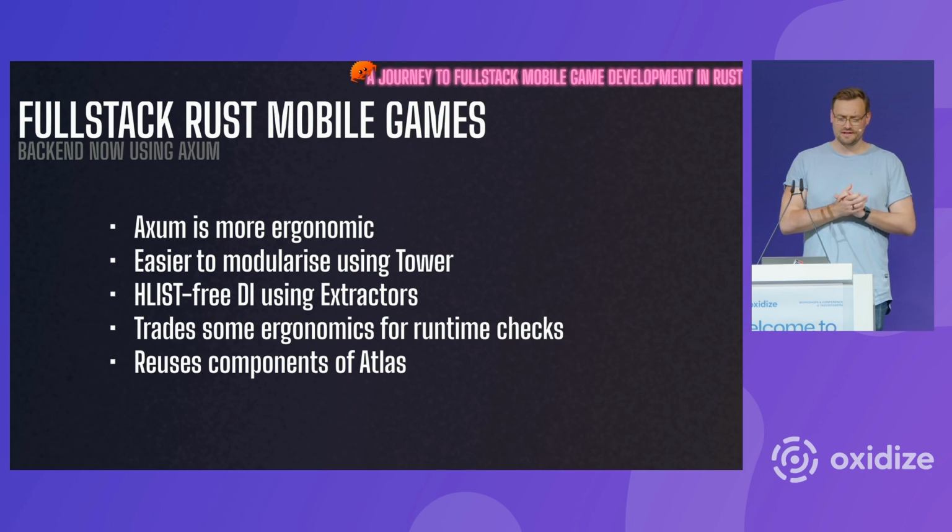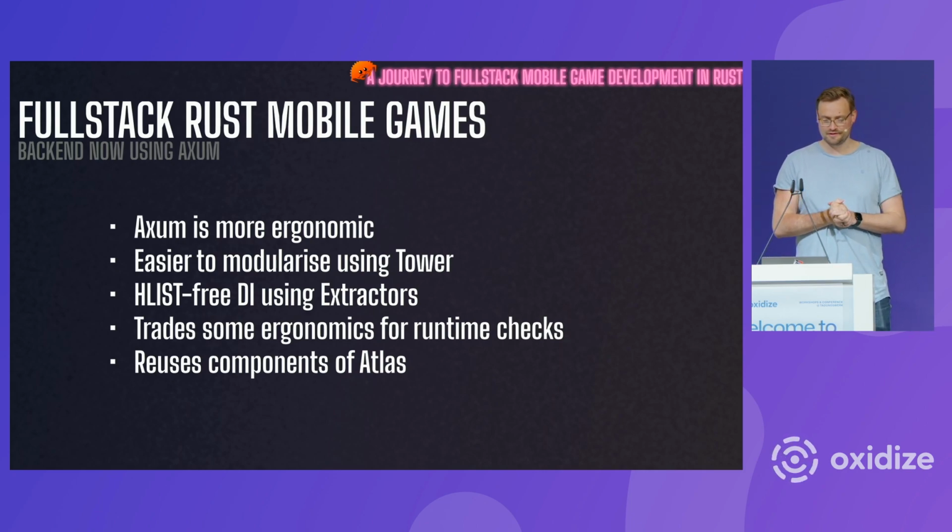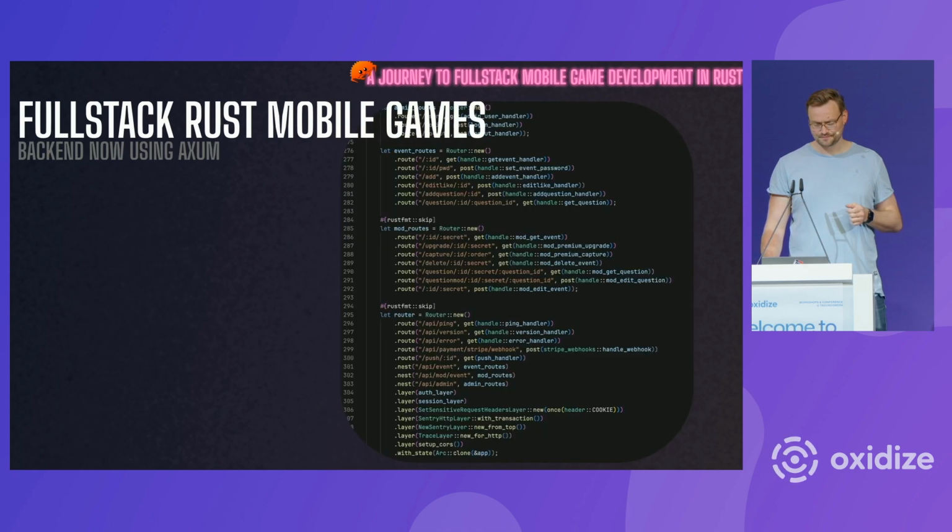So what's the backend looking like these days? We moved away from Warp. I bashed it enough to have to also come up with an alternative. And it is easier to modularize. It reuses the tower layers that were already there. It doesn't have to depend on HList to have dependency injection. The extractors are way more ergonomic. It trades the ergonomics for a little bit more runtime checks, but that's fine for us. And the good thing is we can reuse a bunch of stuff from our Atlas server library, because luckily we had a lot of stuff that was Warp independent that we wrapped in Warp layers, and that is now easily integrated into this new architecture.